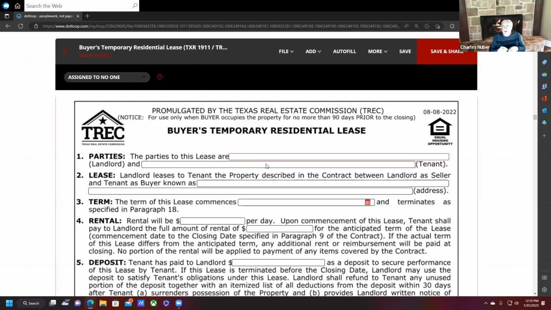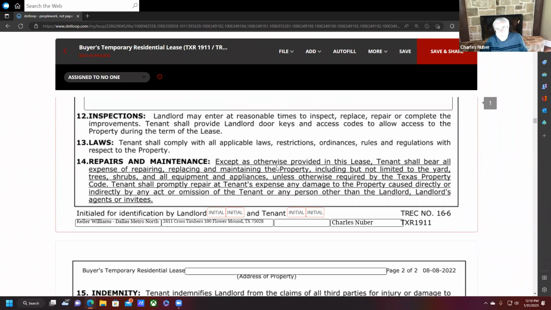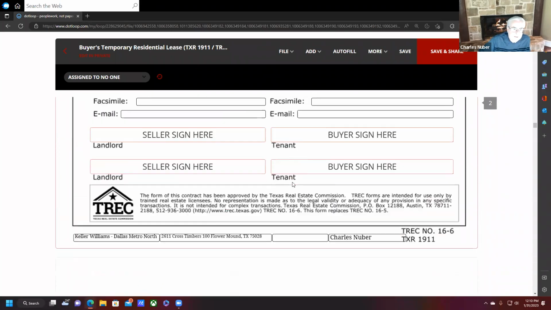So do not, although it says they're not supposed to make any changes or alterations, do not let a buyer in on a temporary lease unless it's like, oh my God, it has to happen. They can go find an extended stay hotel. That's my thought.